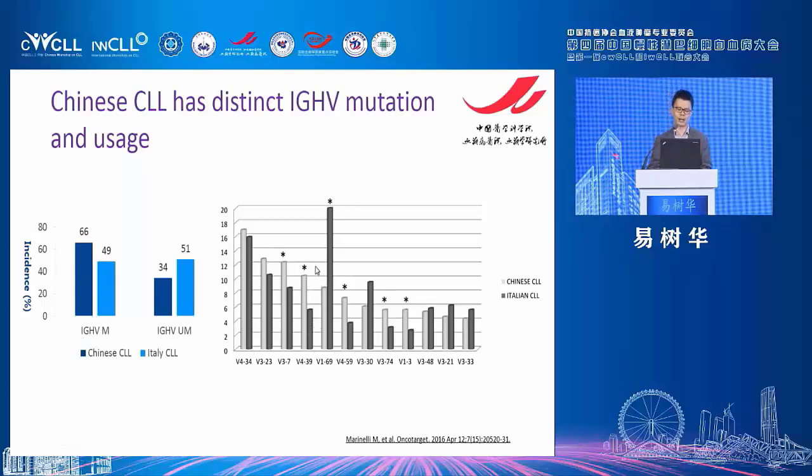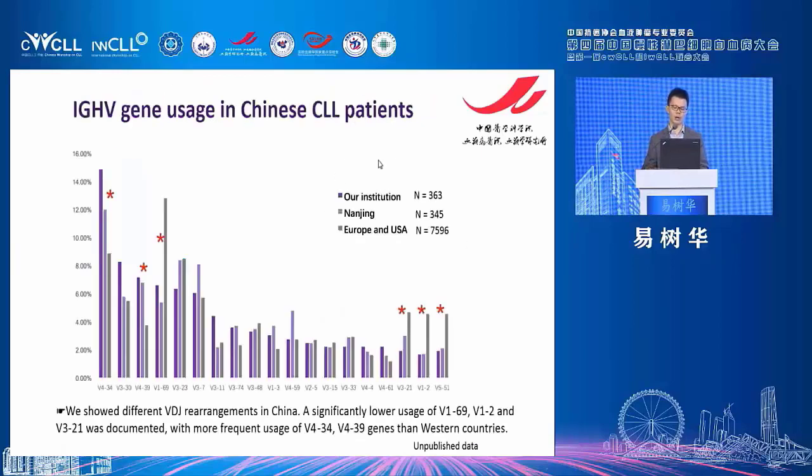In terms of fragment usage, I think there's also some difference. For example, the usage of V3-27 and 4-39, and also some other fragments, is higher in the Chinese population. But the most frequently used fragment, 1-69, is very low in our population. So that means the Chinese population has some distinct IgHV mutation and usage. Then we also increased our cases and compared them with the European and USA data, and we got some similar results, but a little bit different, because when we increased our cohort size, we found that the fragment 4-34 is also higher in our population.